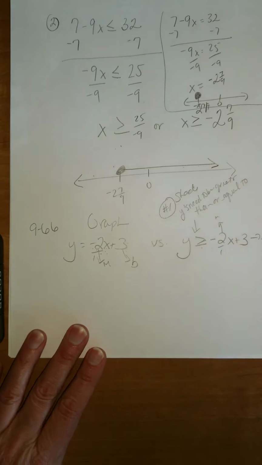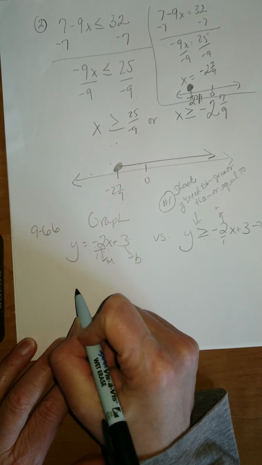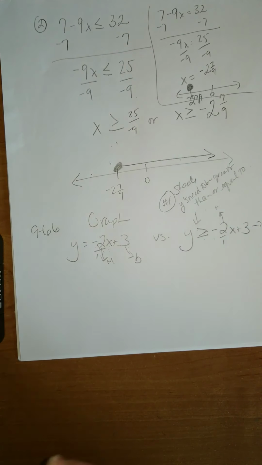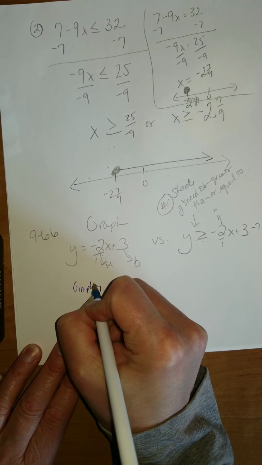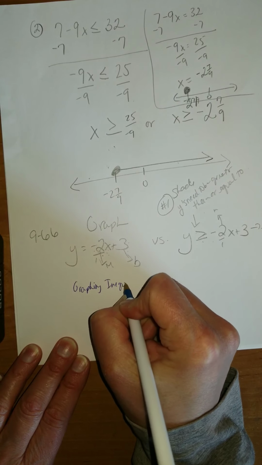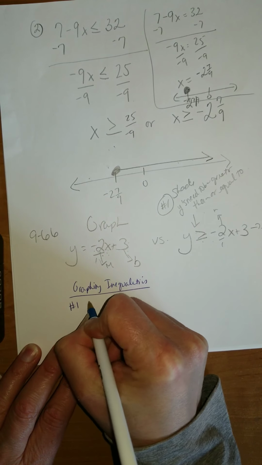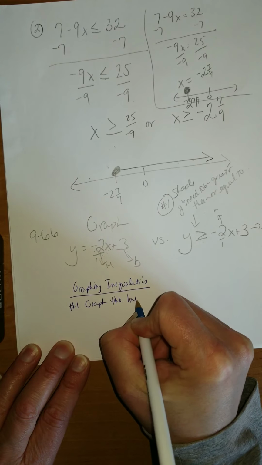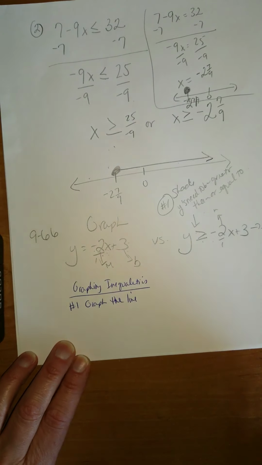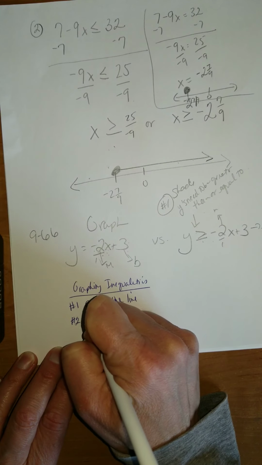Okay? So there are a couple things you're going to have to know. So when we do these, we're going to graph inequalities. I'm going to give you guys some steps. So, graphing inequalities. Number 1, graph the line. And eventually we're going to graph curves. This year we're not going to graph curves, but we're going to graph the line. Number 2, decide a boundary point.